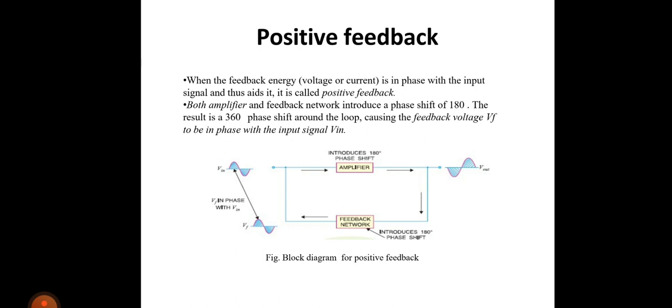The result is 360 degrees phase shift around the loop, causing the feedback voltage Vf to be in phase with the input signal Vin. So in positive feedback, the phase shift around the loop is 360 degrees. If the feedback signal is in phase with the input signal, then the feedback is known as positive feedback.